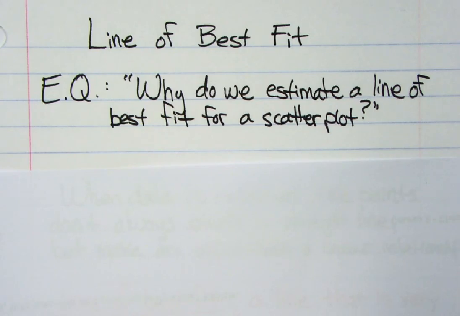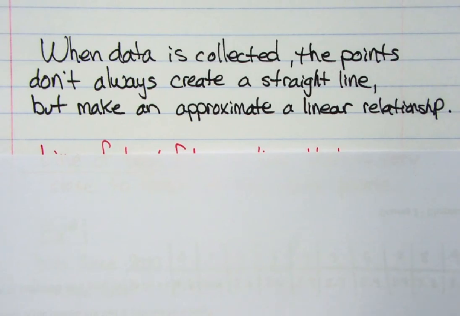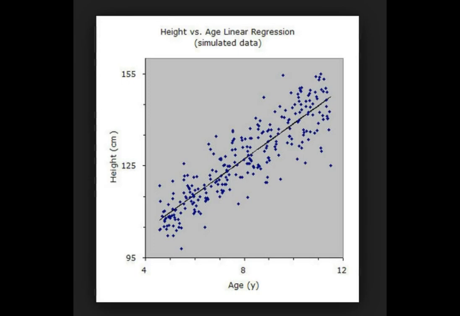Line of best fit. Why do we estimate a line of best fit for a scatter plot? When data is collected, the points don't always create a straight line, but we want to make an approximate of the linear relationship. We want to see, is there some kind of pattern we can derive from this? I'll give you some examples of what this might look like.